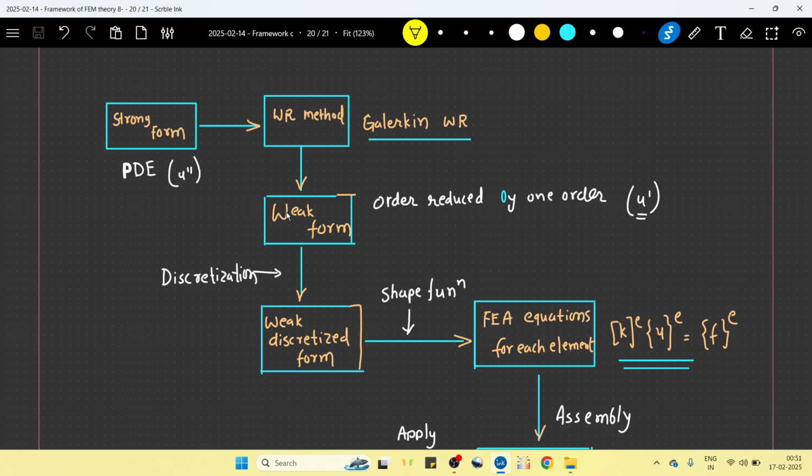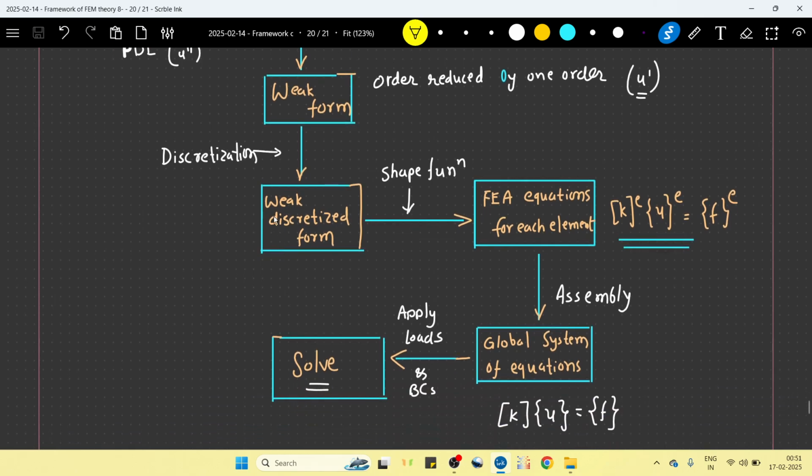Then from the weighted residual method, we derived the weak form of the strong form. In the weak form, we have reduced one order. That means we had u double dash in the strong form, and here in the weak form it is u dash. So the continuity demand in the weak form was reduced by one order. Then from the weak form, we can get the weak discretized form.